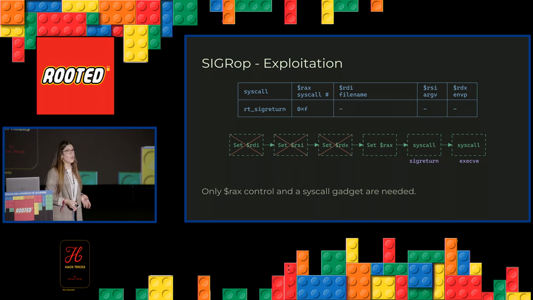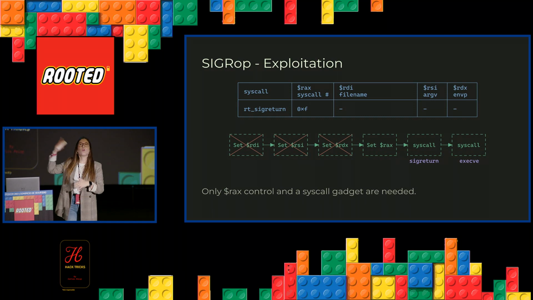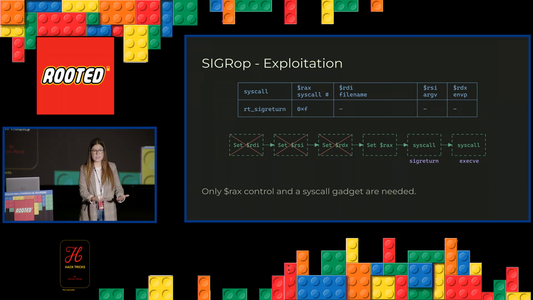Specifically, I would like to note that RAX is a special register, the one that is usually used for storing return values of functions. For example, the read function always returns the number of bytes that it read from the file descriptor. So when I say RAX control, I don't necessarily mean that we need a gadget for that. It could also be that we can use the program itself in order to manipulate the value of RAX and make it 0xf.